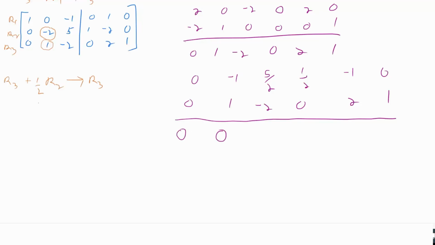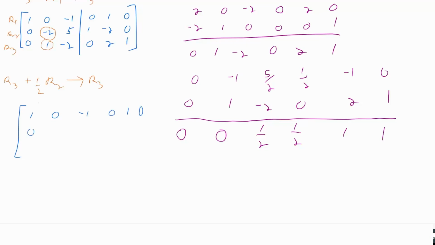0, 0. Okay, 5 halves plus -4 halves. That's what -2 is. So 1/2, 1/2, 1, 1. We finished the column. So rewrite the matrix. Row 1 hasn't changed. 1, 0, -1, 0, 1, 0.